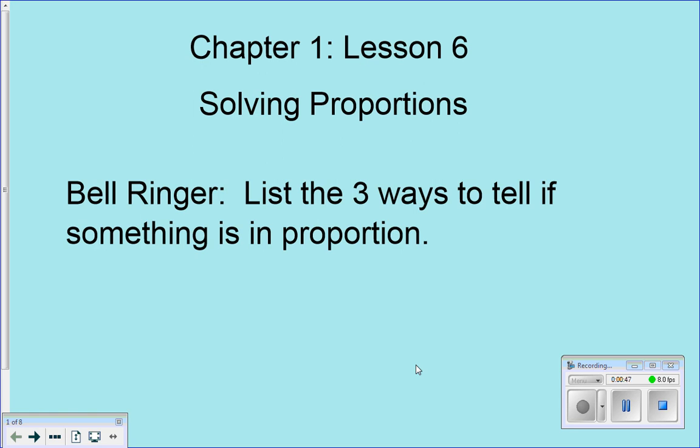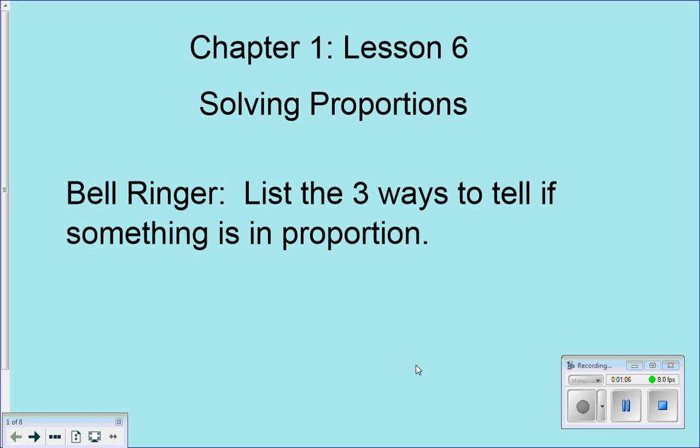Now, what were the 3 ways you can tell if something's in proportion? Give me one. Divide. Give me another. Cross products. Give me another. Reduce, and I think there's probably one more that I'm forgetting. Divide, we said that. Oh, multiply. Multiply and divide can kind of go together. Okay, so those are the 3 ways.